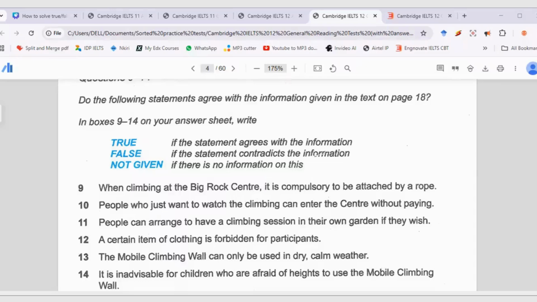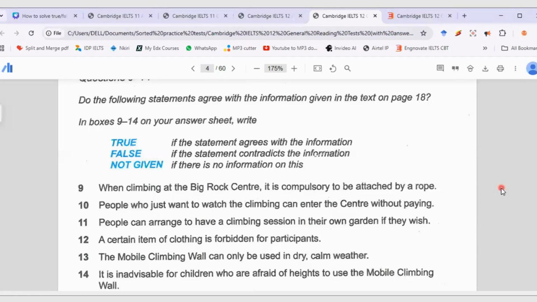So our answer to number 10 is going to be what? It's going to be not given because there's no information on the issue of paying. No information on that. Okay? Now, number 3, people can arrange to have a climbing session in their own garden if they wish.